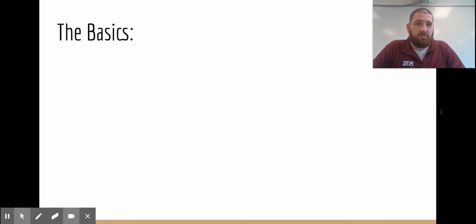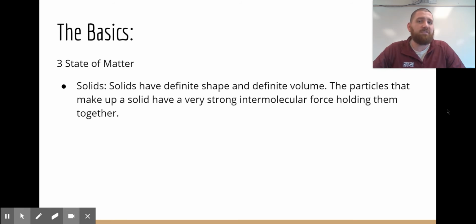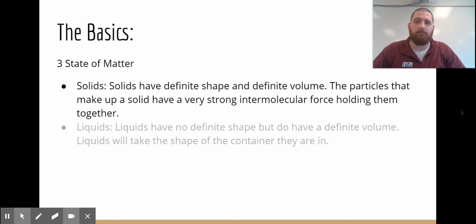Now, the basics. There are three main states of matter. This is probably something we already know. Solids have a definite shape and a definite volume. The particles that make up a solid have a very strong intermolecular force holding them together. It means that their particles want to hold on to each other and sit right next to each other while they're in the form of the solid.